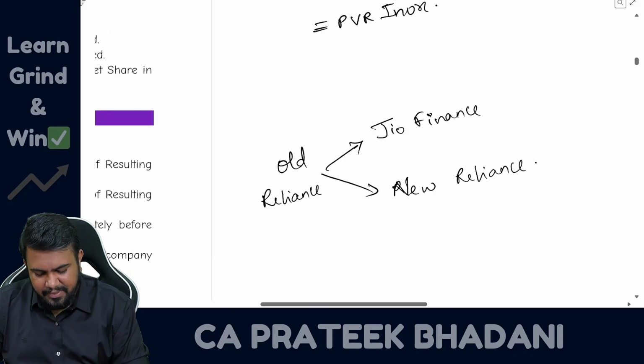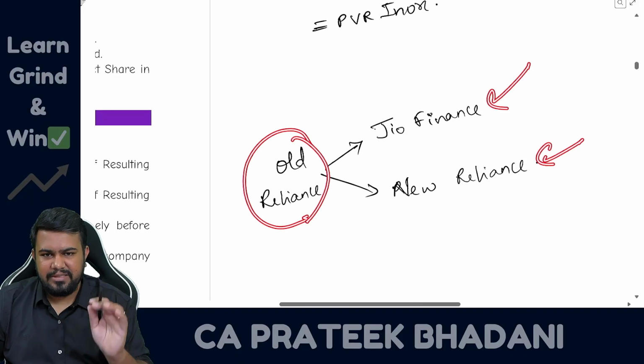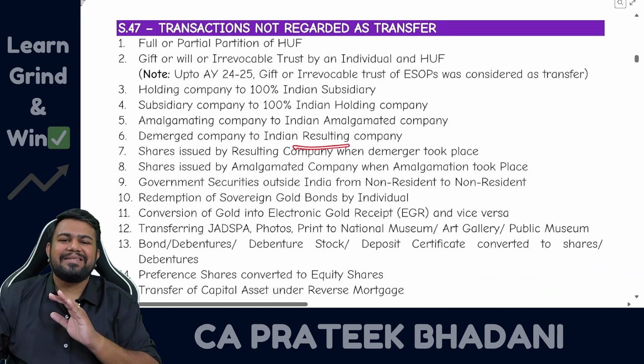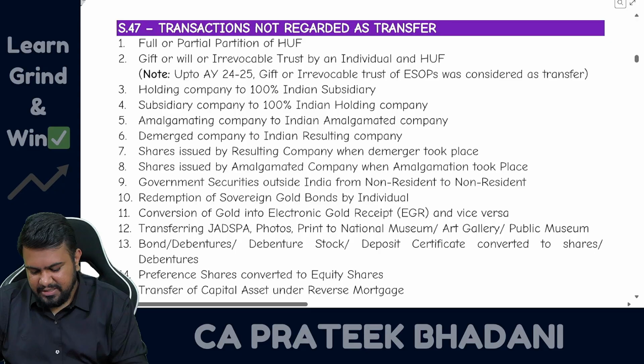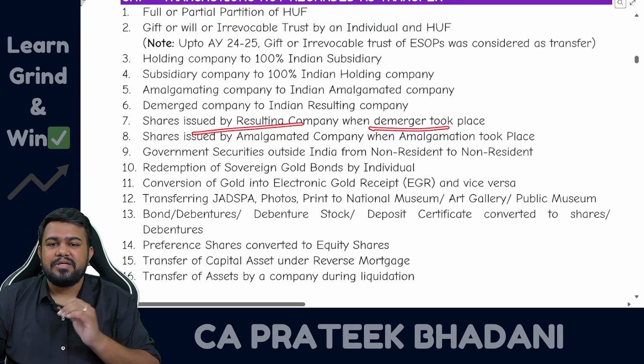The demerged company is old Reliance, and the resulting companies are Jio Finance and new Reliance. So when the demerged company transfers to the resulting company, it is a transaction not regarded as transfer. Next point: shares issued by the resulting company when a demerger takes place.